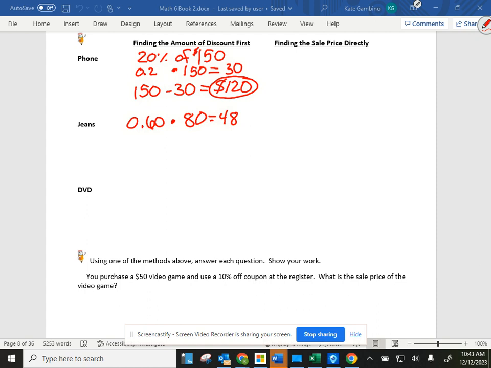You subtract 80 minus 48. Yeah. Our original price of $80, we're going to subtract that 48 off. We're subtracting off that 60% off. What are we left with? Connor? 32. So an $80 pair of jeans we can get for $32. That's a good deal. Now let's look at our DVD.